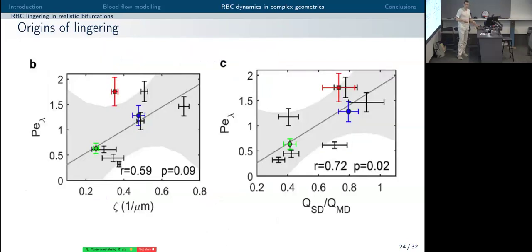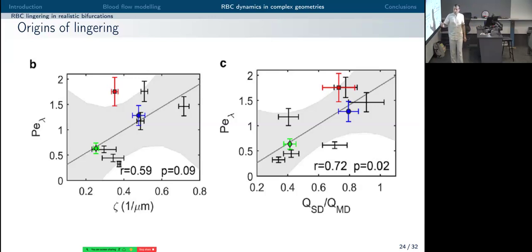Right, and the question is, why is lingering changing the distribution of the cells? Or where is the lingering coming from, actually? And we looked at a number of different metrics. So if you have all these geometries, which are taken from in vivo microscopy, of course, we didn't design these bifurcations. We just got these bifurcations, okay? And now you can start thinking about how are they similar, how are they different? So what are the key features of these bifurcations? And we looked at a range of parameters and found that two of them are particularly significant when it comes to affecting the Péclet number.